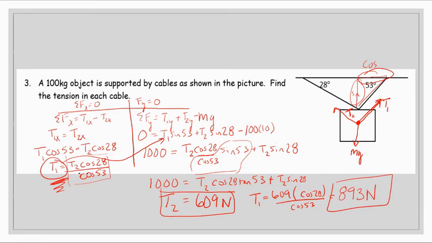So that's it for our translational equilibrium problems. Our next video is going to be on static equilibrium. Static equilibrium is when we're going to combine our sum of forces in the x and the y direction, and then our sum of torque, so our rotational forces.